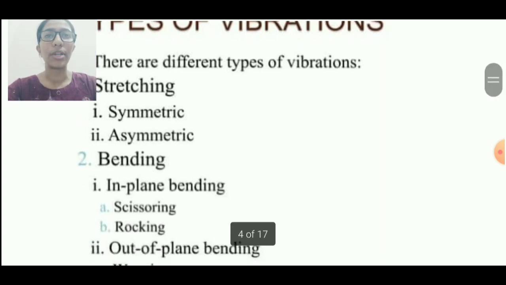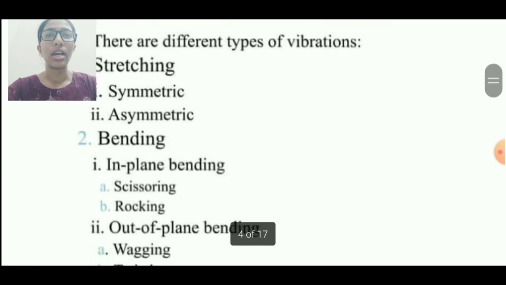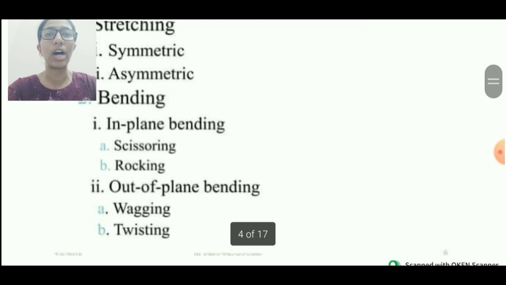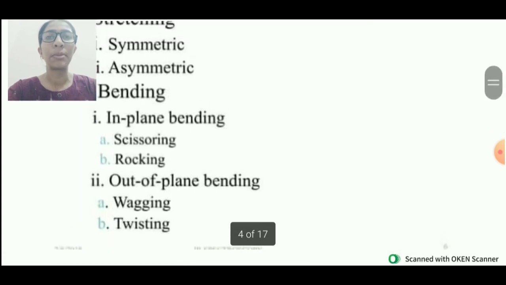The second type of vibration is bending vibrations, which are further classified into two types: in plane bending and out of plane bending. In plane bending is again categorized into two categories, scissoring and rocking. Out of plane bending also has two types, which are wagging and twisting.